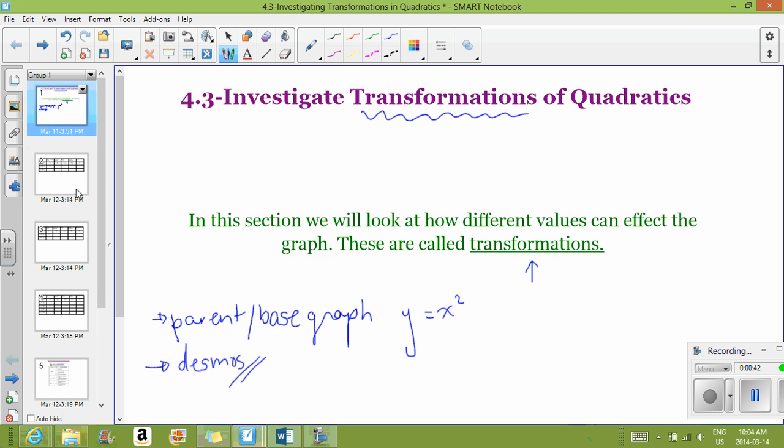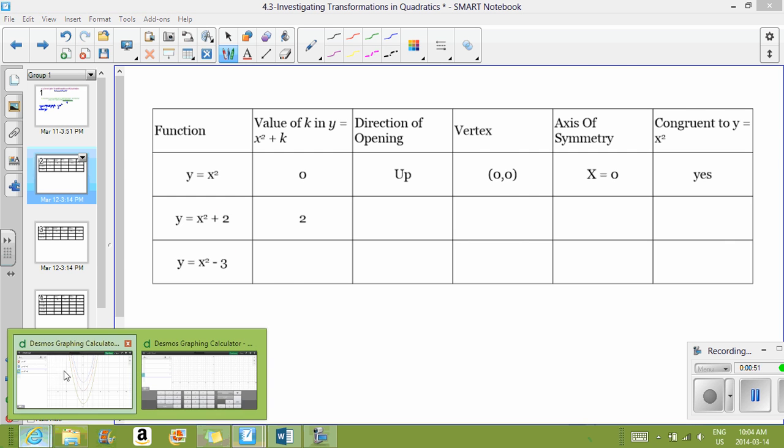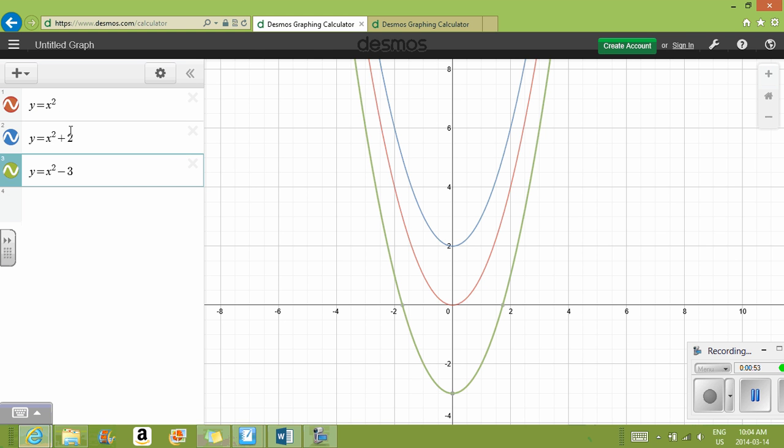So here's the table that we're going to graph, and I've already filled in this graph. We're going to graph x squared plus 2 and x squared minus 3, and see what happens when we add a value onto the end of x squared or subtract a value. The red colored graph is just your x squared. Your blue is your x squared plus 2. And your green is your x squared minus 3.